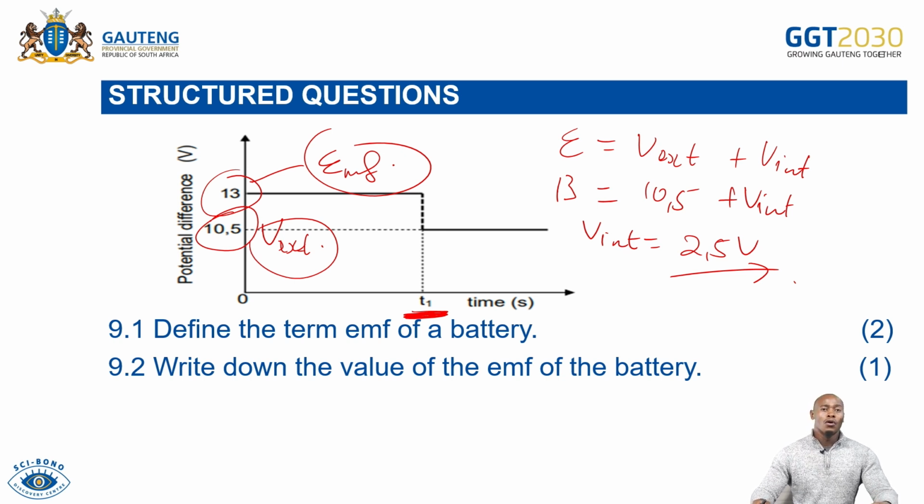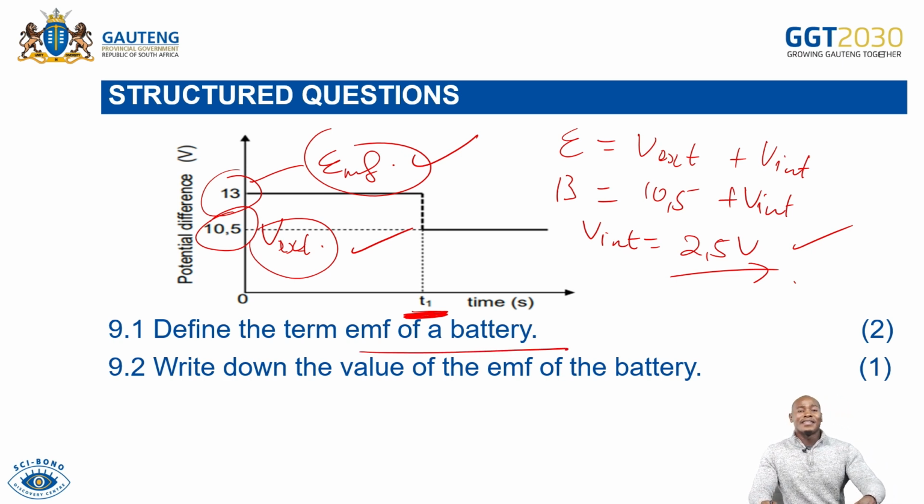That 10 volts will be the V external, or the external potential difference. Okay. So here we have EMF, we have V external, we have V internal. All right. So define the term EMF of the battery. EMF of the battery is the maximum energy a battery can deliver per unit charge passing through it. That is how we have to define EMF according to your exam guide.